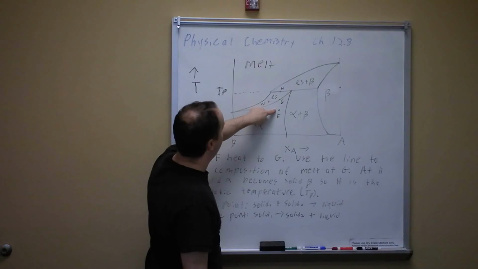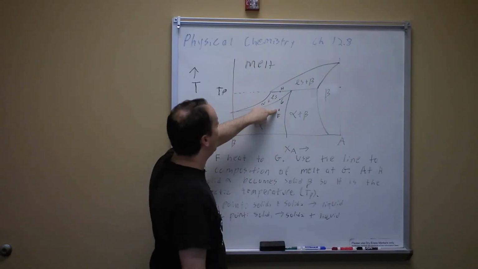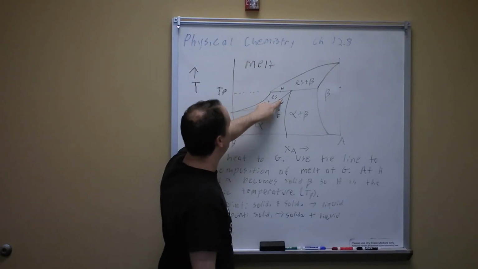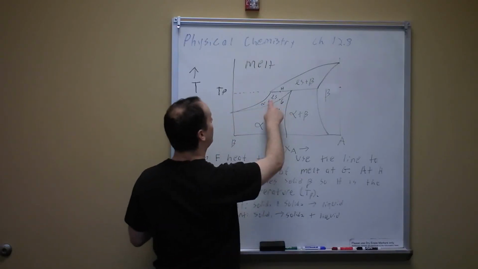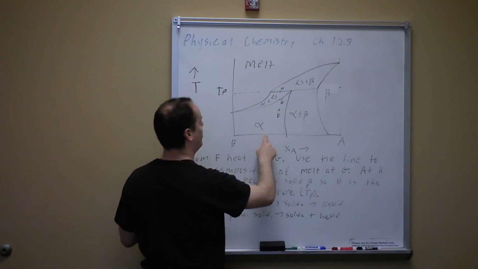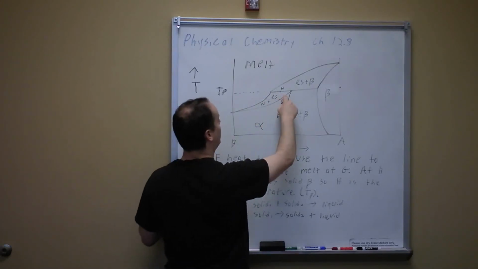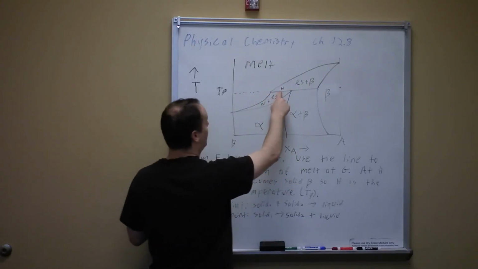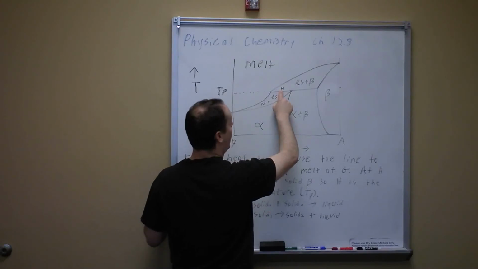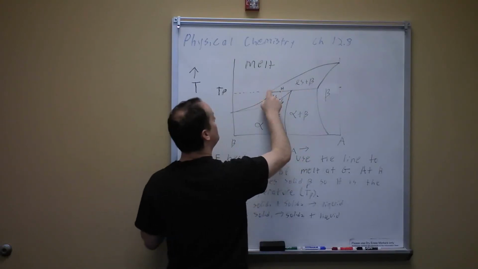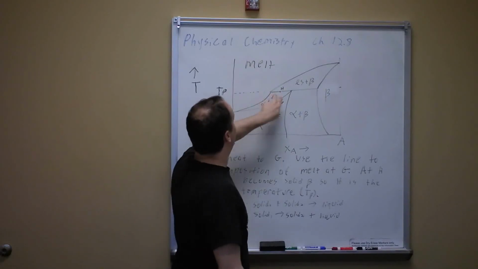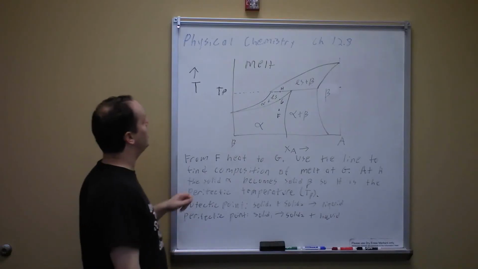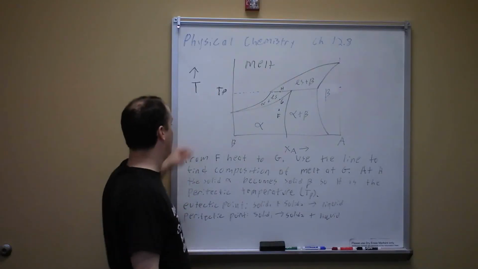So let's say you start at point F. What you have is solid alpha, which would be B saturated with A, and then you heat it up to G. Follow your tie line, and you notice it's going to start melting at this composition. You heat it up some more, you're going to have this alpha still, and then more melt at this composition. But then you get to H, and you notice what's going to happen. You're going to get beta and melt. So when you get to this part right here, your alpha is going to turn into beta. This is called your peritectic temperature, T sub P.